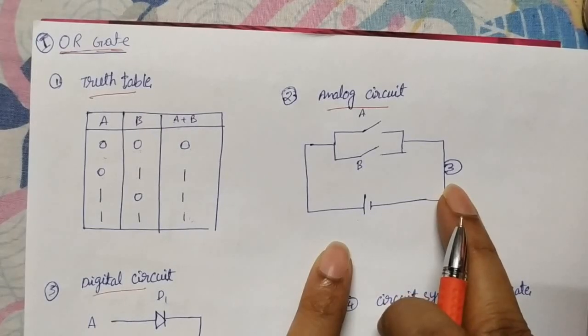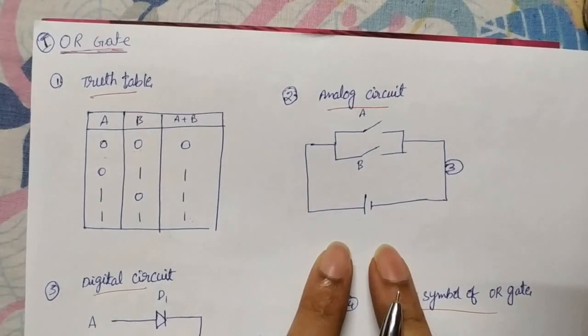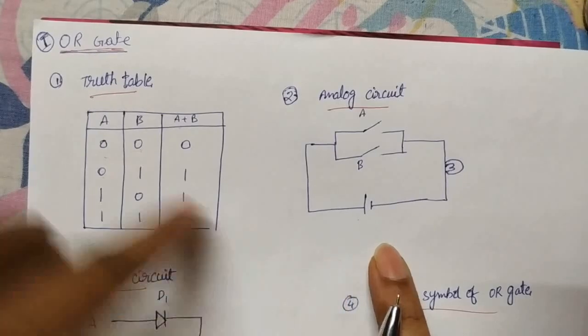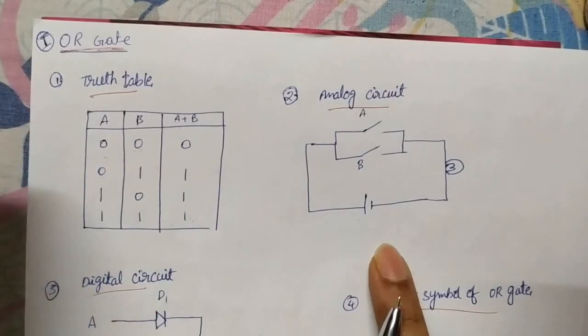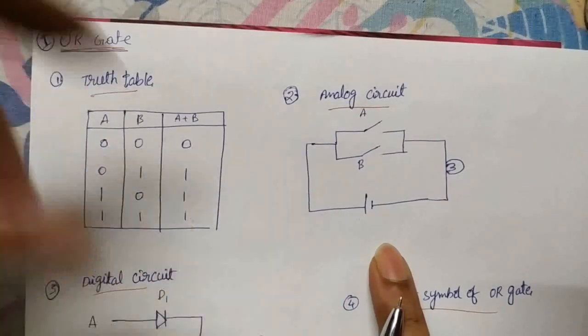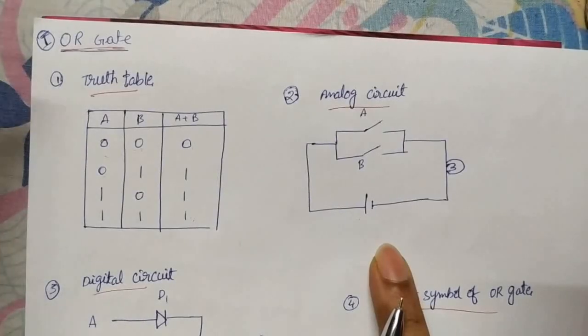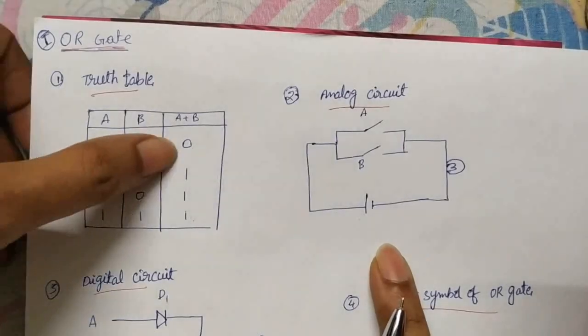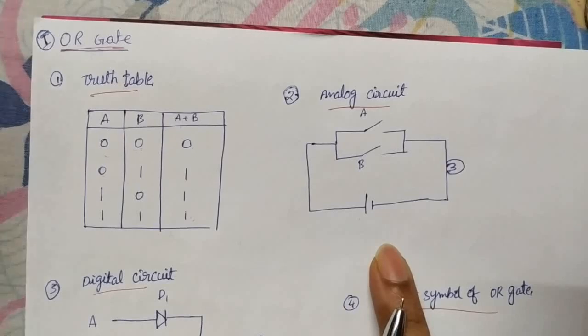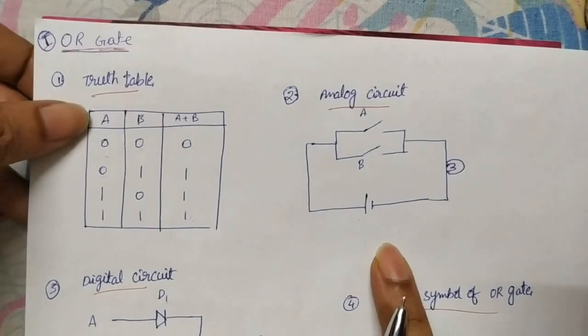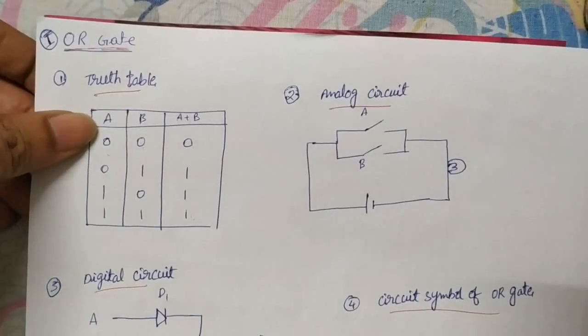This is the analog circuit of the OR gate. OR gate means either this or that. If any one is true, the output is true. Even if both are true, that is also true. When both are false, then you can say the output is false, nothing but 0. This is about the analog circuit. Now we'll see the digital circuit.